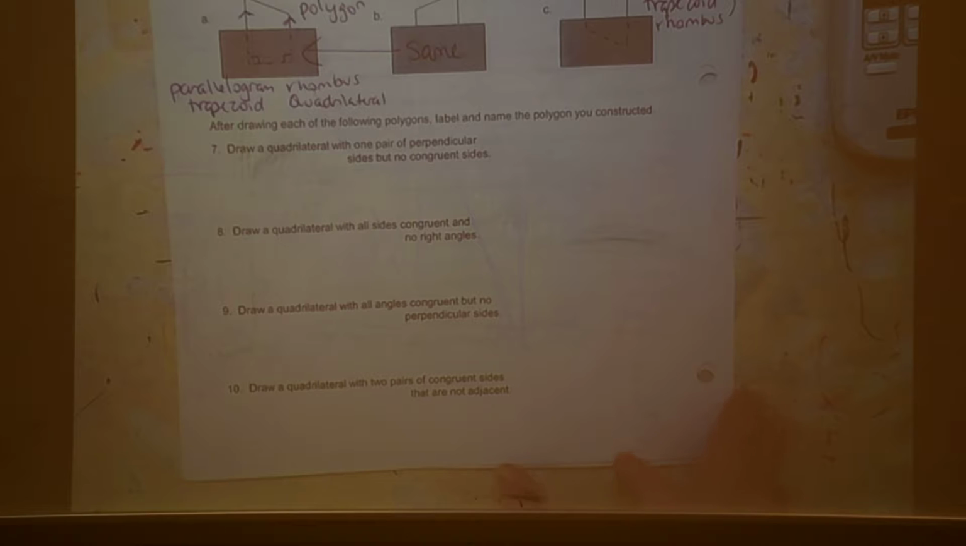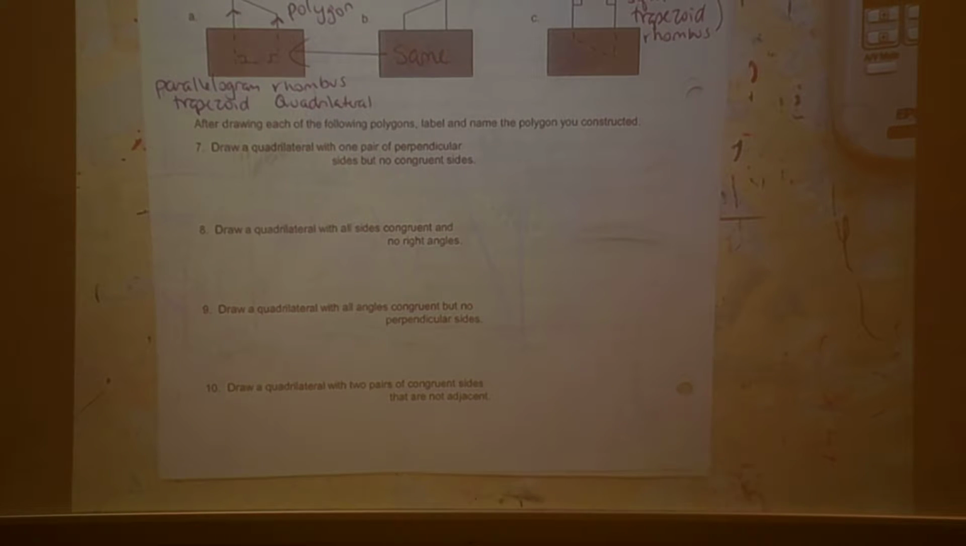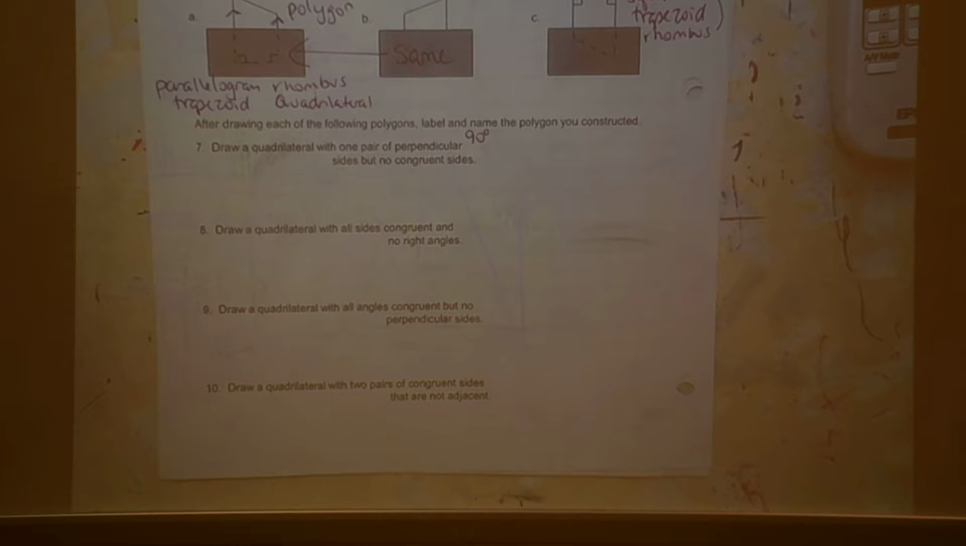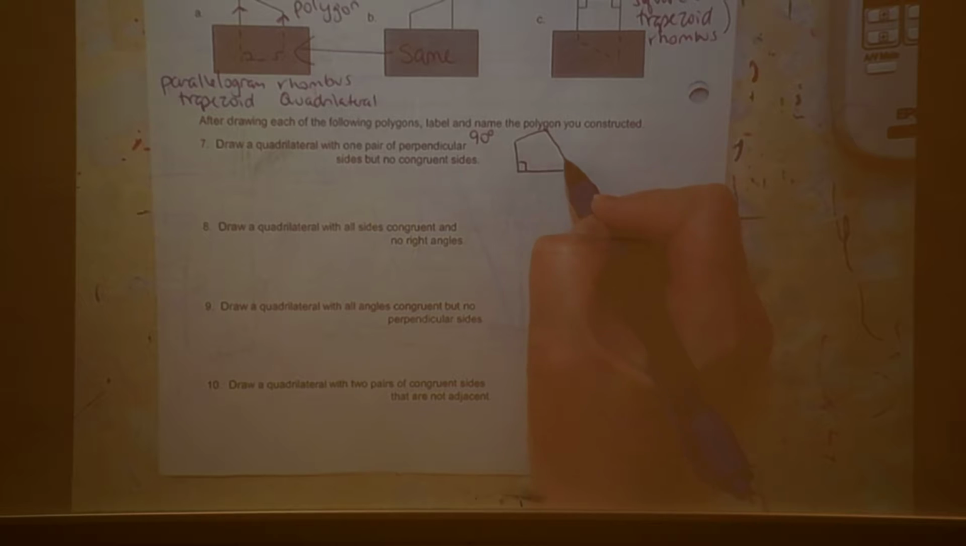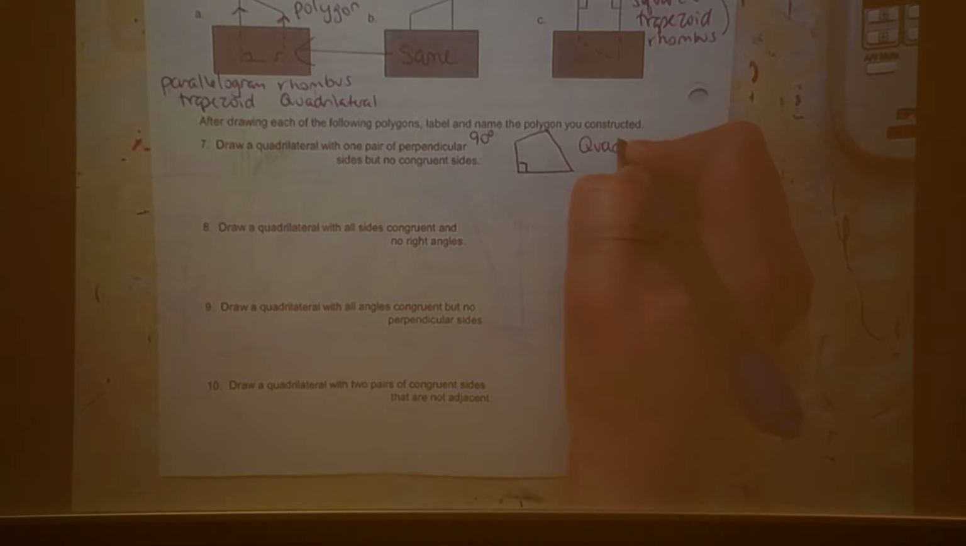Now the last section here is asking us to draw a quadrilateral with the certain qualities provided. So if we want one pair of perpendicular sides, we need to know that perpendicular means 90-degree angles. So one pair of perpendicular sides, but no congruent sides. Okay, so I could go up here and then I could go down here. And as long as none of the sides are the same, it would just be a quadrilateral.